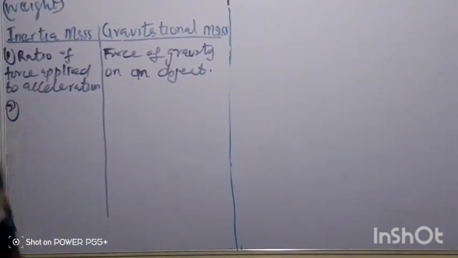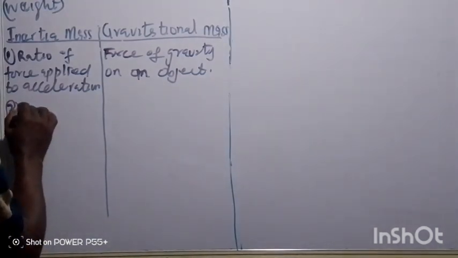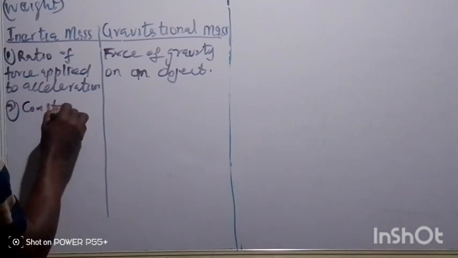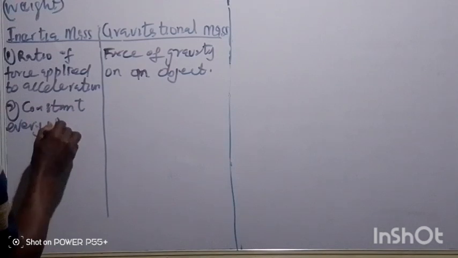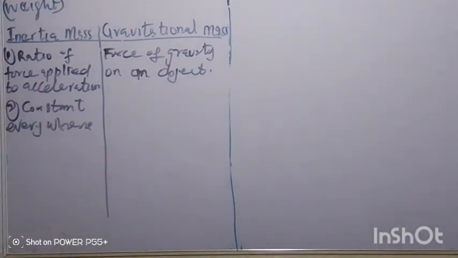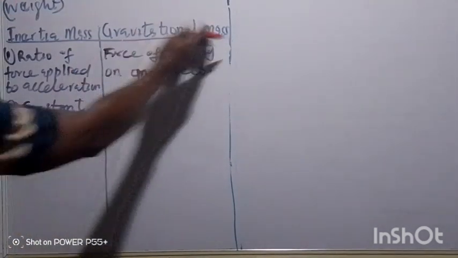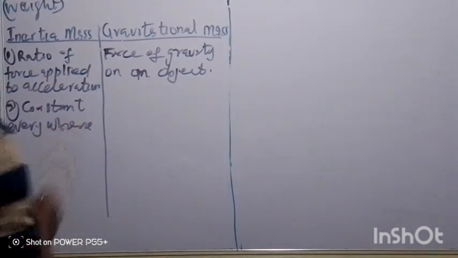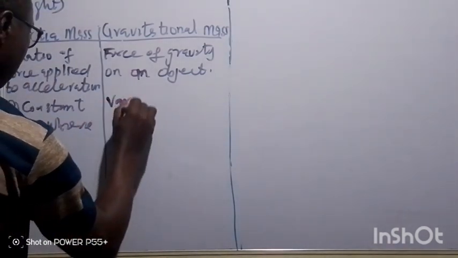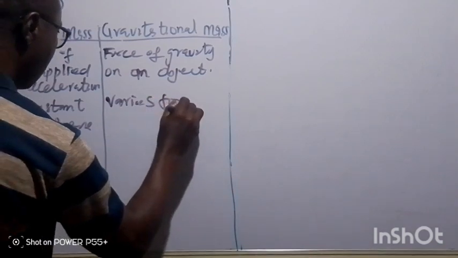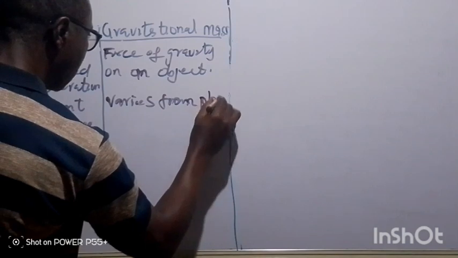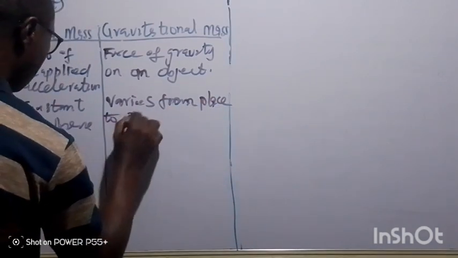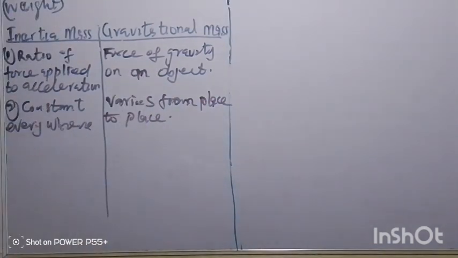Number two, the inertial mass is constant everywhere. While on the other hand, gravitational mass or weight, since it is a force, varies from place to place because it's a force.